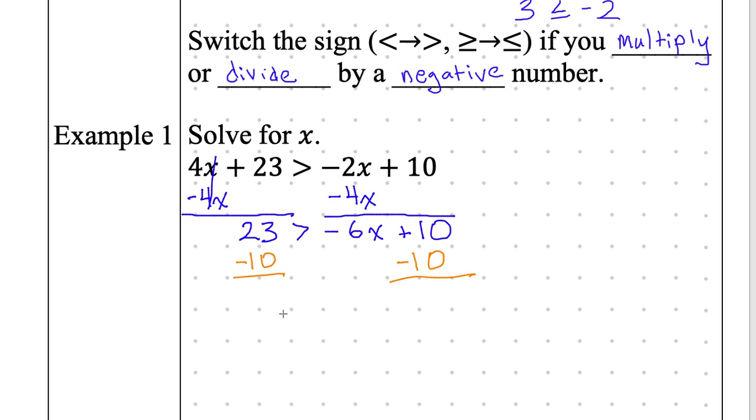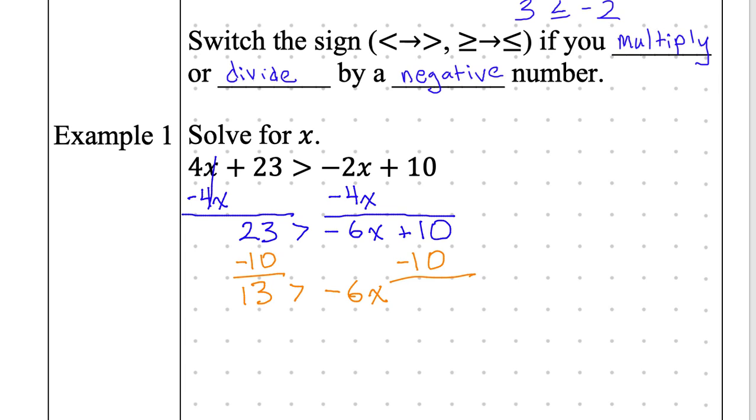And Kira, can you tell us what our new inequality says? 13 is greater than negative 6x. All right, and our final step, remembering that extra rule now. Be careful here. If you did it the other way, then you're not going to have to switch the sign. So yeah, that'll still work. Larissa, you want to give it a shot?